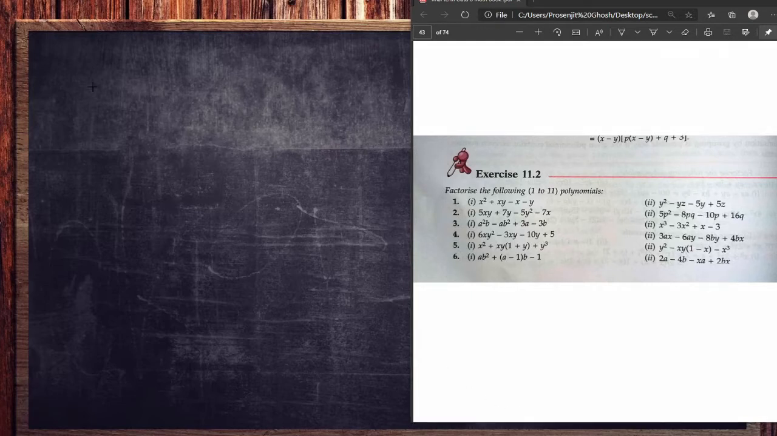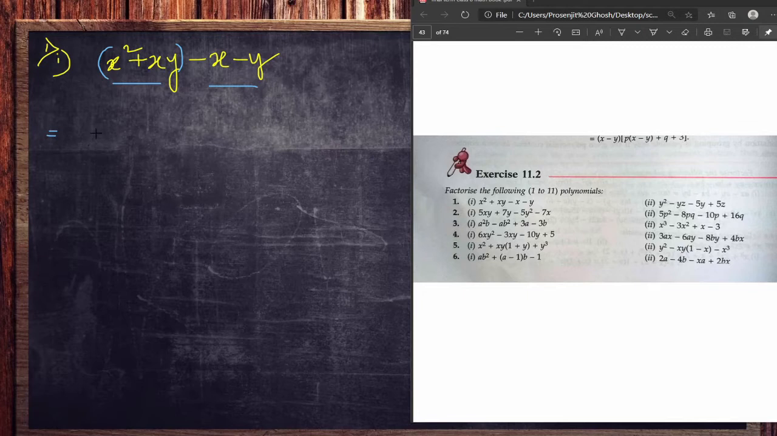That is for 1 part 1. Let me write the sum first: x squared plus xy minus x minus y. In here, first of all, you have to choose the group. I'm grouping this and this, so I have two groups over here. Right now, I will work for this first, then after that, I will move to the second.